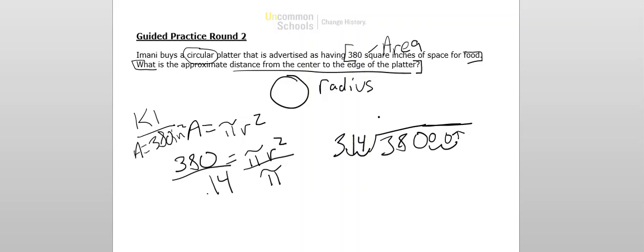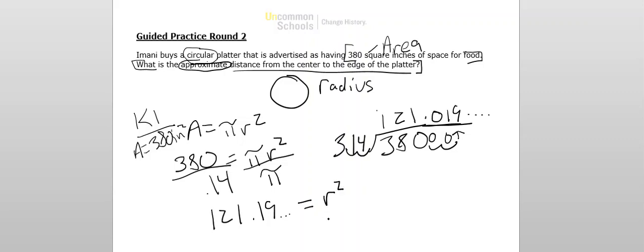So 3 is going to go in here. 121.019 blah, blah, blah, blah times. I've been asked for the approximate distance, and so that's why I'm not going to go too far here with my decimals. So I'm going to look at 121. All right. So now I have 121.19 blah, blah, blah is equal to the radius squared.